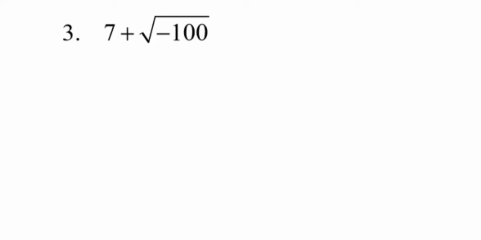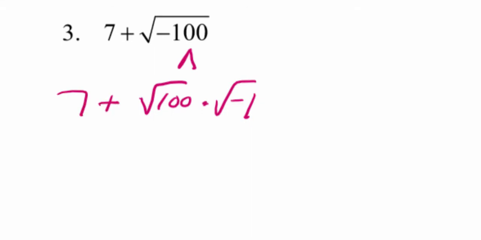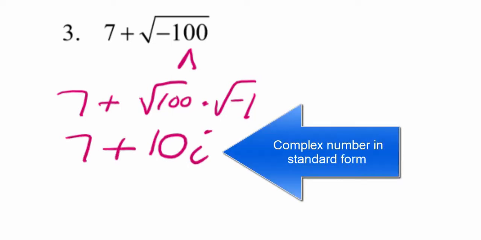Number 3, we have 7 plus the square root of -100. So again, the square root of -100 is the square root of 100 times the square root of -1. And then we have a 7 plus that. The square root of 100 is 10. The square root of -1 is i. So we have 7 plus 10i.